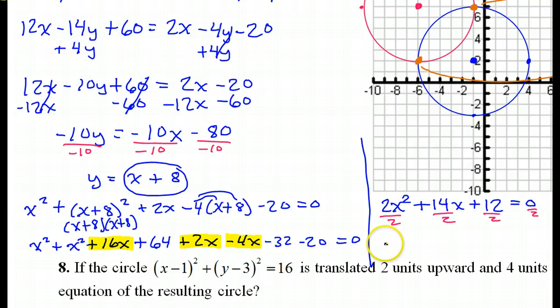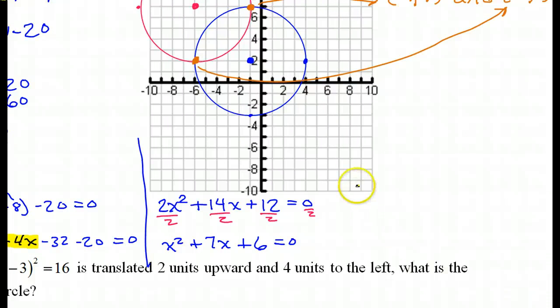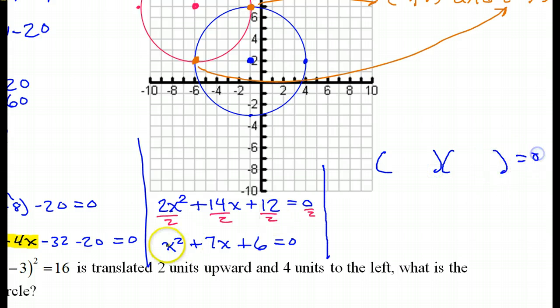equals 0. Now I'm noticing the common factor here, so I would go ahead and divide all these by 2. So that's going to give me x² + 7x + 6 = 0. Now it'll be my job to factor this. So as I factor this, I'm thinking x² can only be x times x. 6 is either 2 times 3 or 6 times 1. Looking at the 7, I'm thinking 6 times 1.